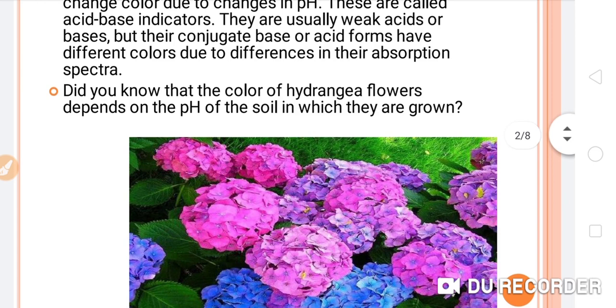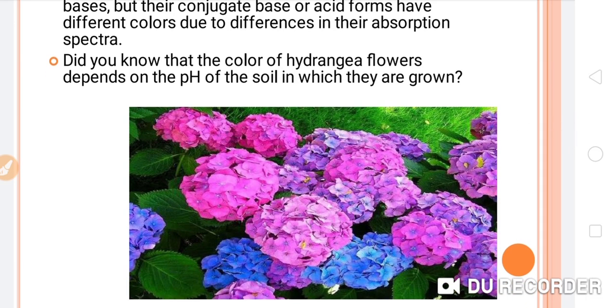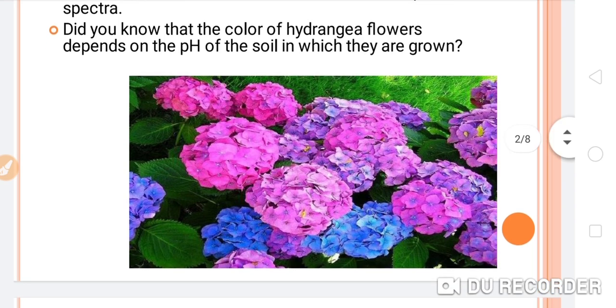Now next, did you know that the color of hydrangea flowers depends on the pH of the soil in which they are grown? You can see here in this picture there are flowers of two different colors, and this plant is known as a hydrangea. Here you can see some flowers are blue and some flowers are red. Why is this color changing? Due to the pH of the soil.